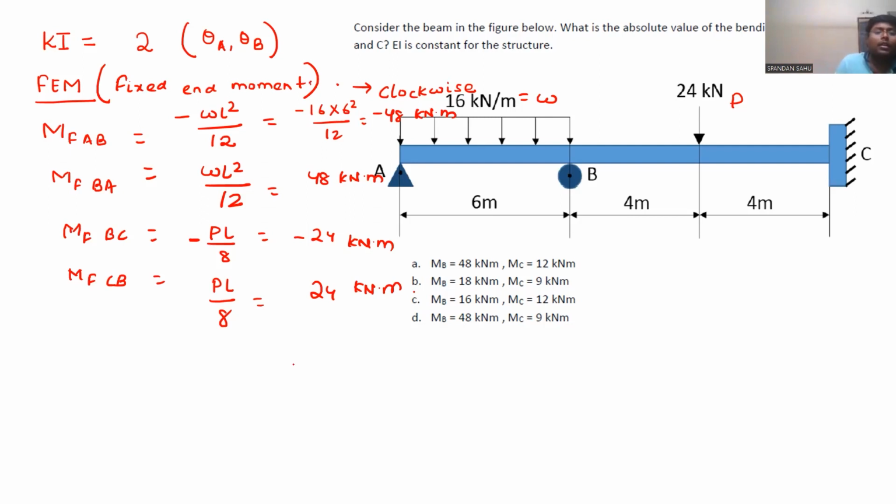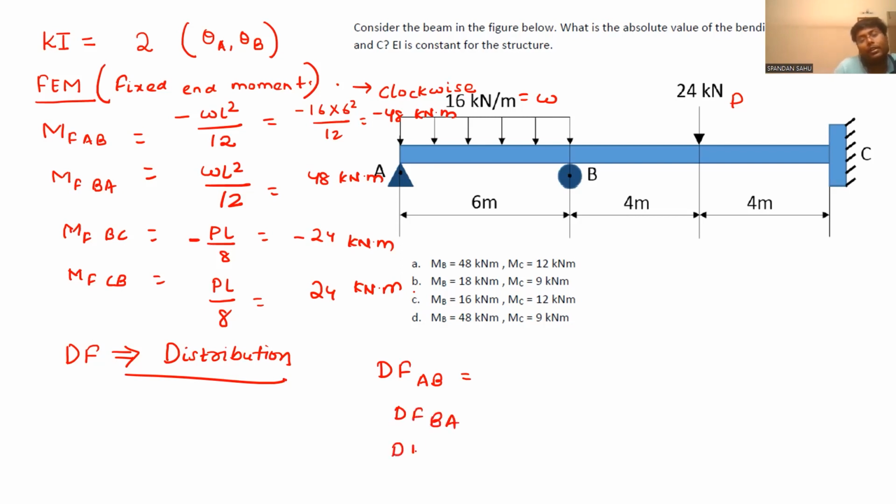Now, once this is done, you need to calculate the distribution factors. Tell me: DFAB, DFBA, DFBC, and DFCB. For CB, you won't get anything because that is fixed.